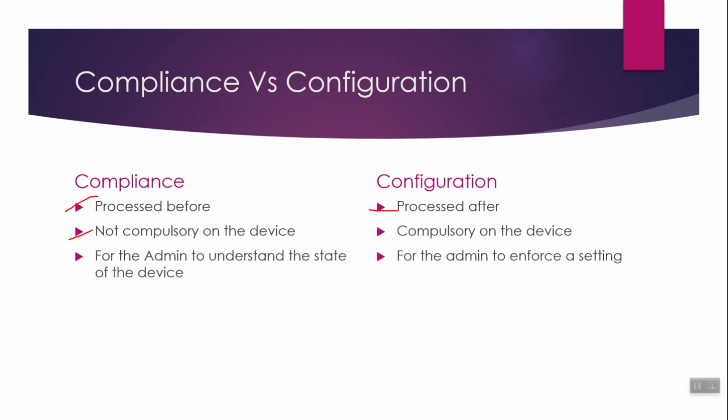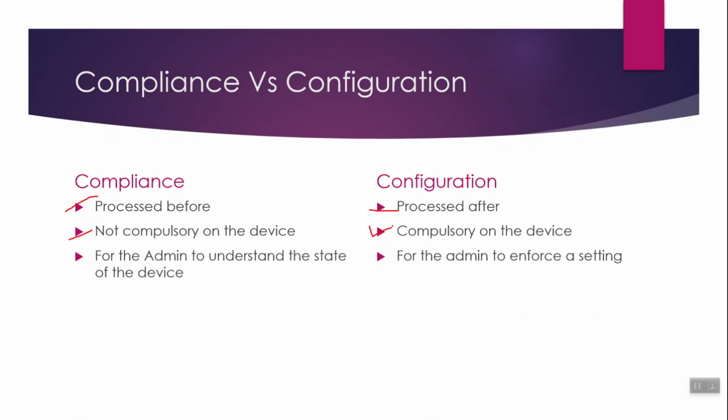So for example, if a compliance policy says that the device needs to have 5 characters in its password, but the device does not have 5 characters, the device will still be functional, the device will still be enrolled to Intune, and the users will still be able to access all the applications in the tenant, provided there is no conditional access based on it. However, in case of device configuration, it is compulsory on the device. Therefore, the user will have to adhere to the device configuration profile, and the users will have to change their password if the configuration policy says so.